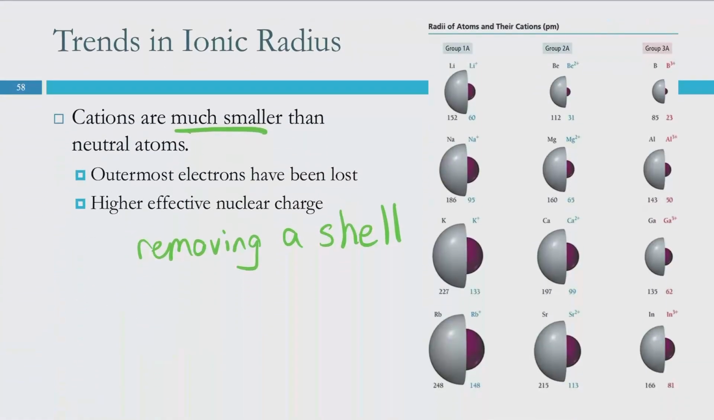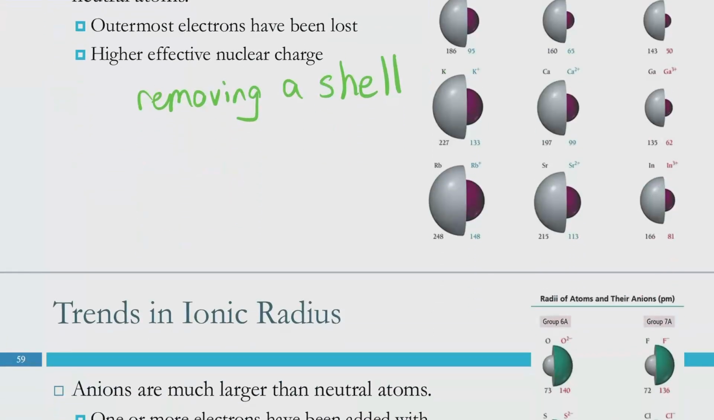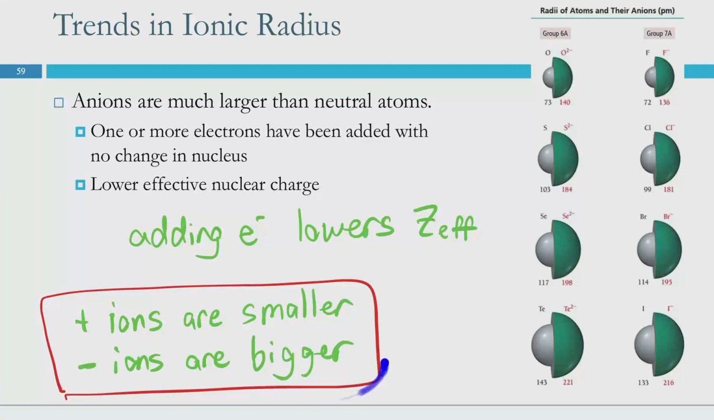For our ionic radius, cations are small because we're removing electrons from the outside. So that's going to cause it to get smaller. Our anions, our negatively charged ions, are bigger. So if it's a positive ion, it's going to get smaller. If it's a negative ion, it's going to be bigger because you're adding on extra electrons.